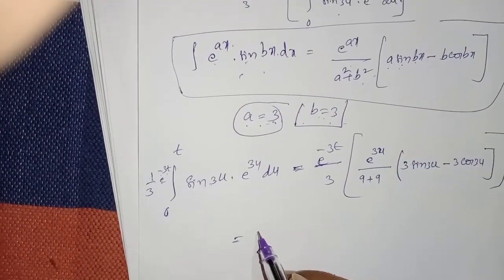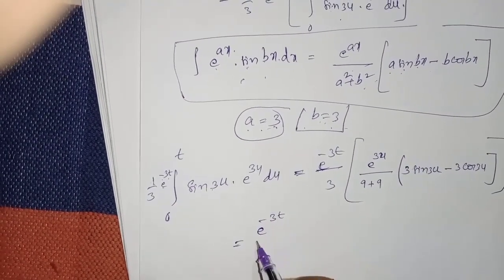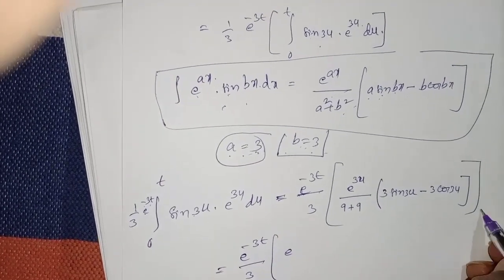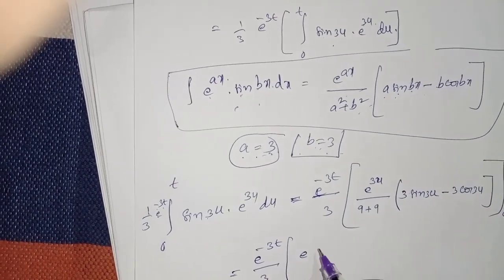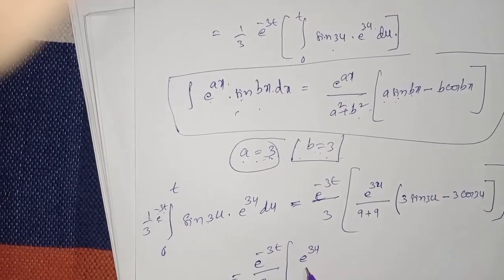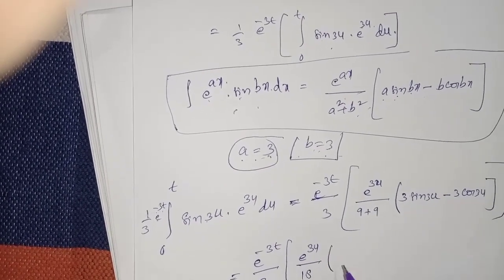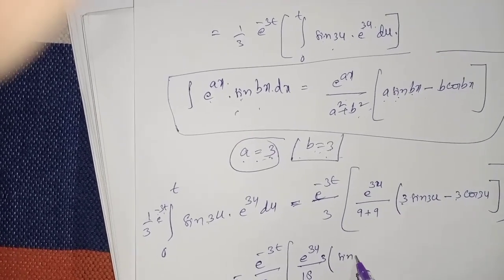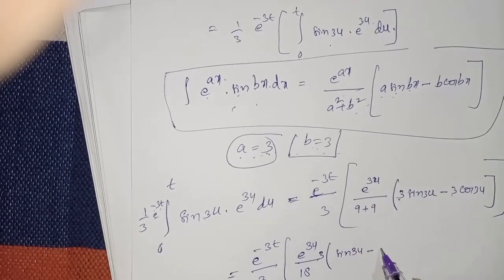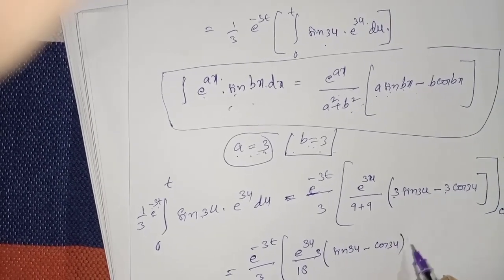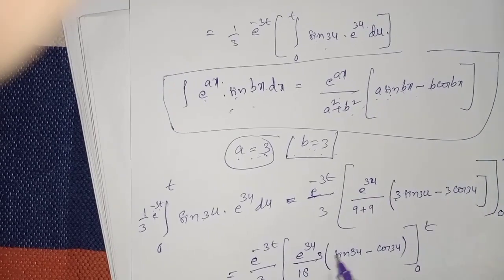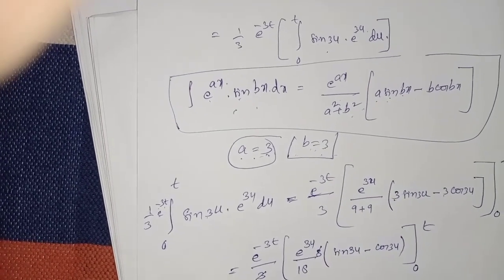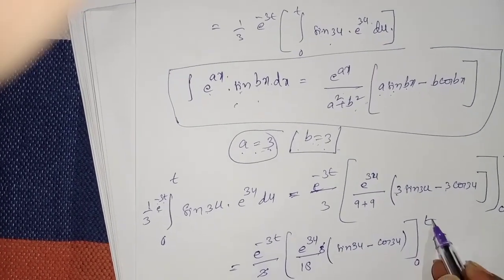That is equal to e to the power of minus 3t by 3 into e to the power of, the limits are 0 to t. Now this is e to the power of 3u by 18 into, here 3 is common, taking 3 common, sine 3u minus cos 3u. The limits are 0 to t. See, 3 ones are 3 gets cancelled. Remaining is e to the power of minus 3t by 18 common. Now substitute upper limit here.